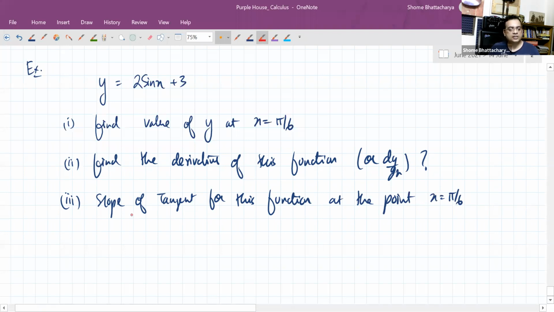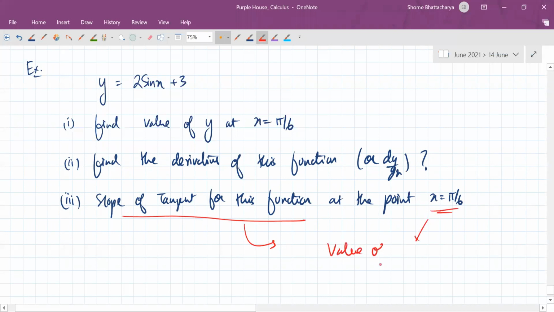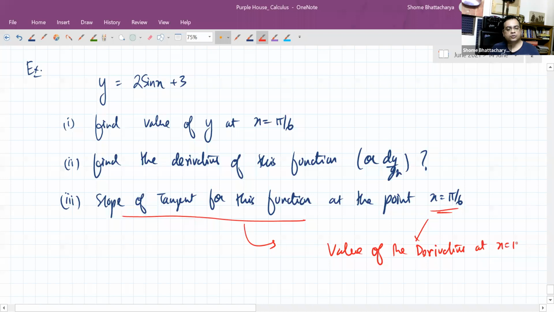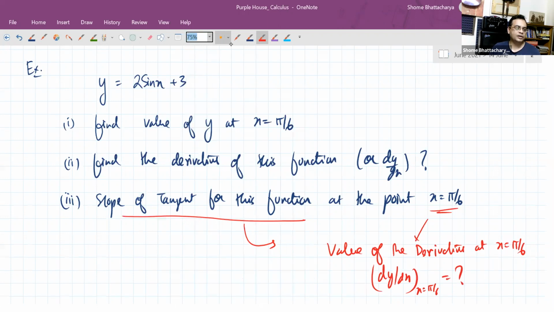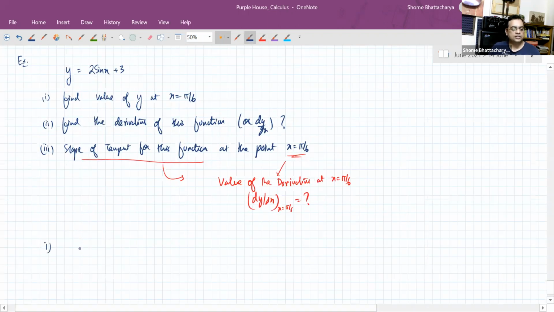So how are we going to find this last part, the slope of the tangent at that particular point x equal to pi by 6? It will be the value of the derivative at x equal to pi by 6. That means it will be the value of dy by dx, but at the particular point x equal to pi by 6. So that's how we calculate this. That is the meaning of this question. So now let's work out each part of this. First part, I want to find y for x equal to pi by 6.